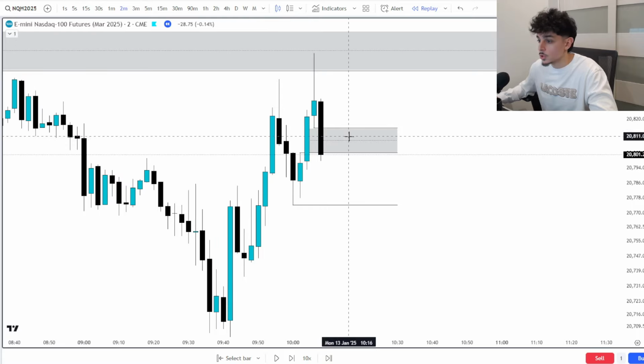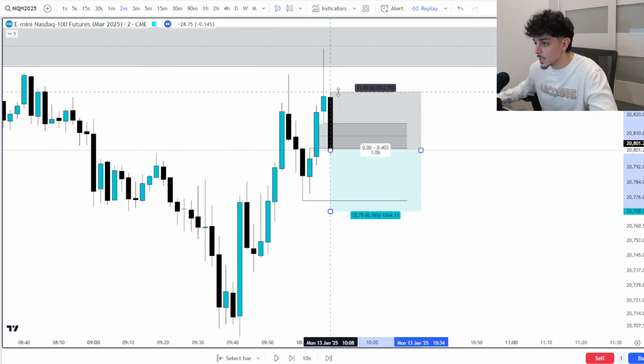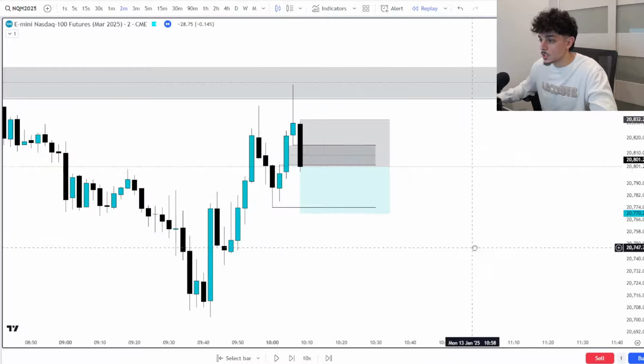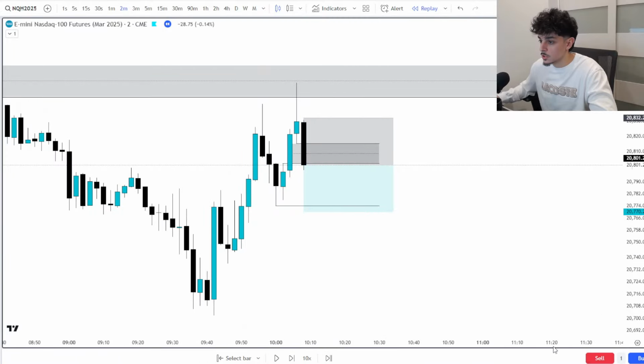So right here I will go short, stop loss just above this candle's high, and I will target a 1-to-1 risk to reward to scalp this internal low. This is a really good strategy if you're trading prop firms. I really suggest you take a look at that.